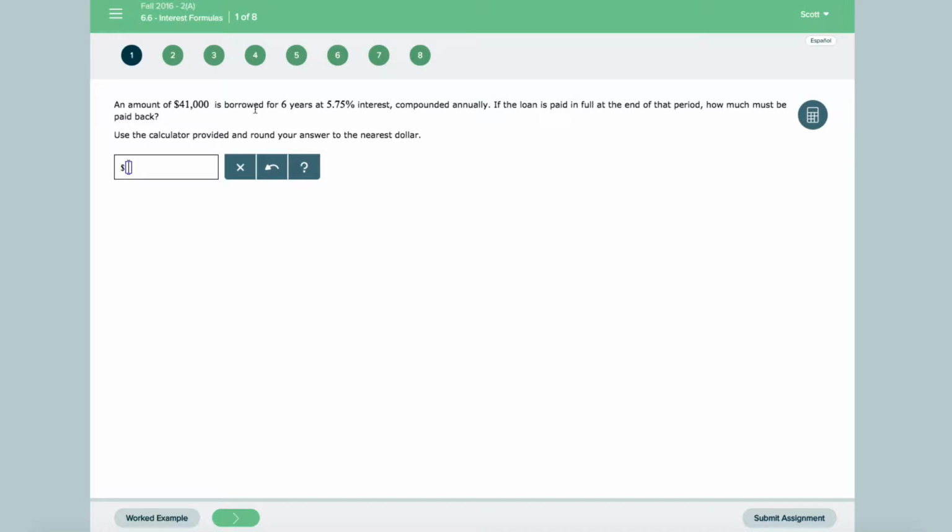An amount of $41,000 is borrowed for 6 years at 5.75% interest, compounded annually. Okay, compounded just means we're using compound interest. And let's just remind ourselves of what that formula is. The total amount will be P times (1 plus R divided by N) raised to the NT power.